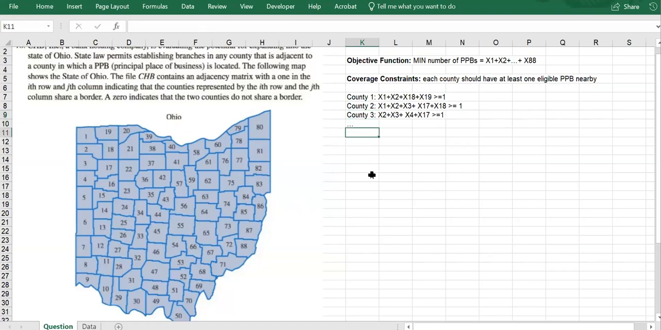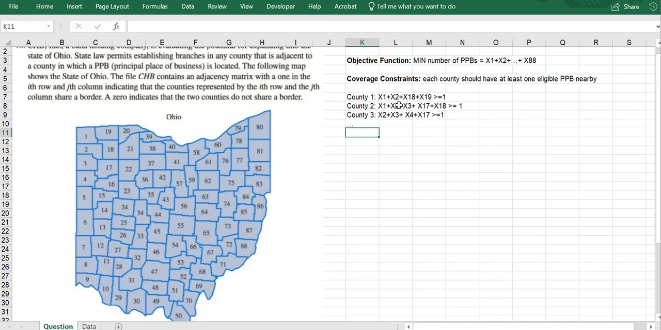You need to do it for 88 counties. If you want to write down all the constraints for this problem, we need to repeat this and capture all of them for 88. But luckily, since we have the data file, we don't really need to spend this much time. We can just use a product function and use the adjacency matrix in order to get the left hand side.